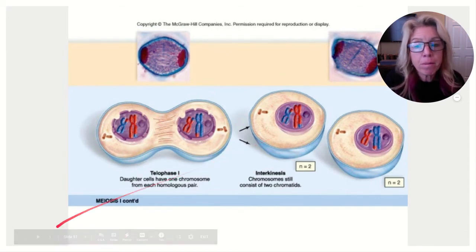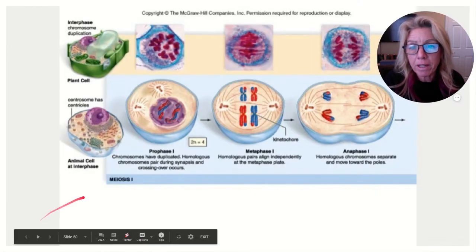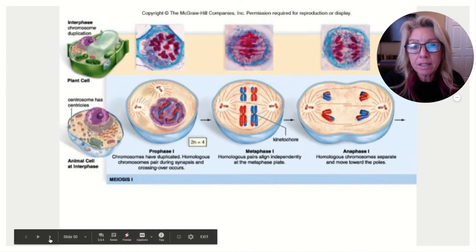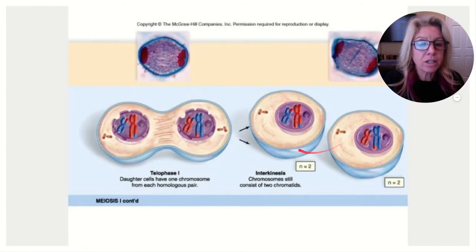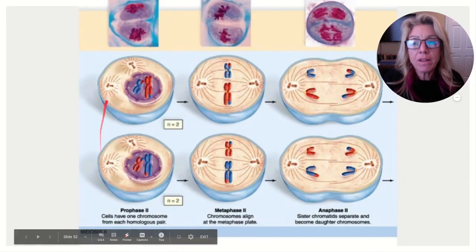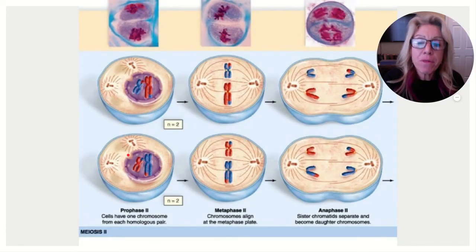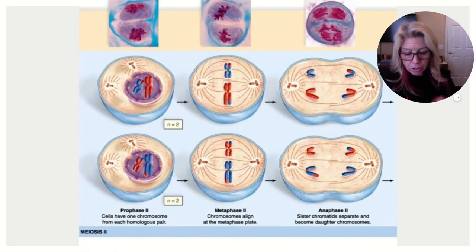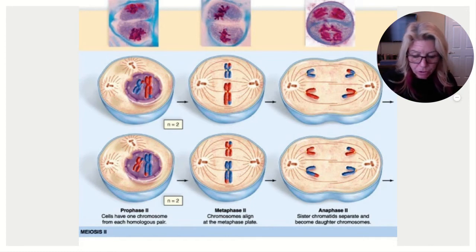Okay, so remember our original cell, let's go back here. Our original cell had 1, 2, 3, 4 chromosomes in it. Now our 2 daughter cells have only 2 chromosomes in them, so they're considered haploid. Those 2 cells we just formed, each one of them is going to undergo meiosis 2. Meiosis 2 occurs in the 2 cells generated by meiosis 1.